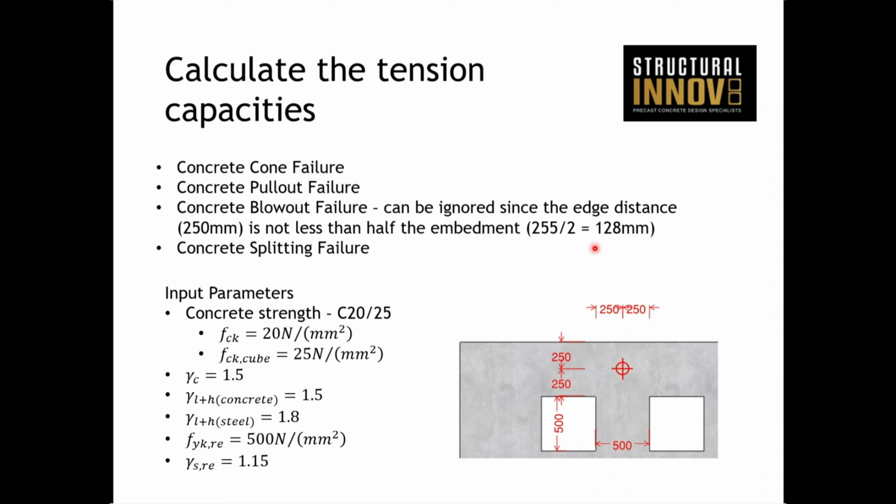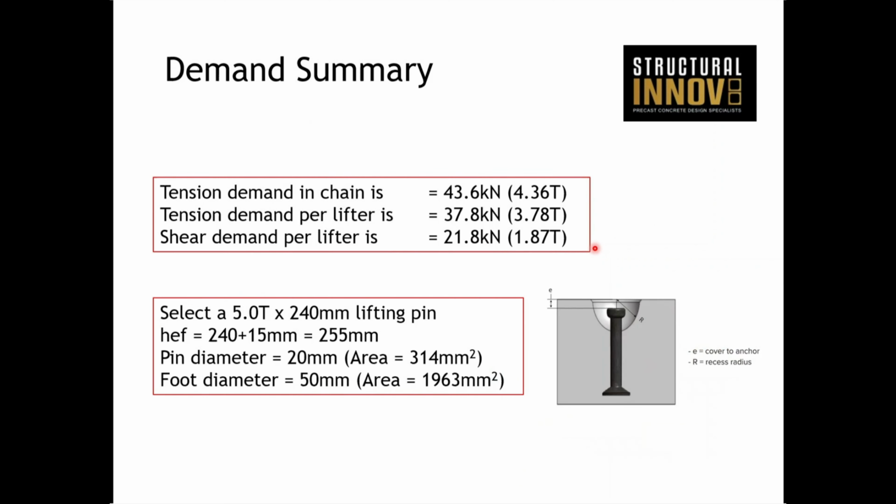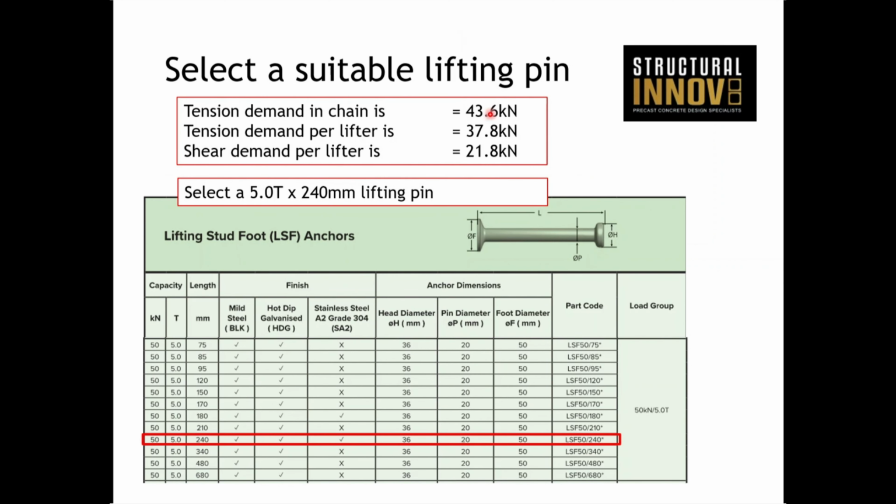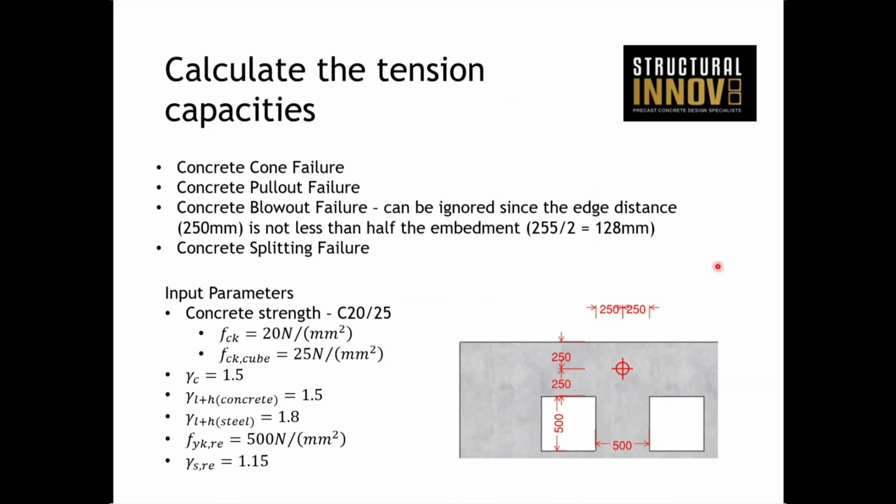from the global safety factor to the limit state design in the Eurocode. So once we have satisfied that your 43.6 kilonewtons is less than your 4.36 ton, which is going to be less than your lifting pin here, that satisfies those checks. So we're focusing mainly on the concrete because there's a bit more to it.